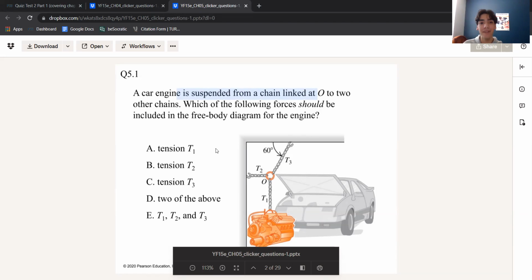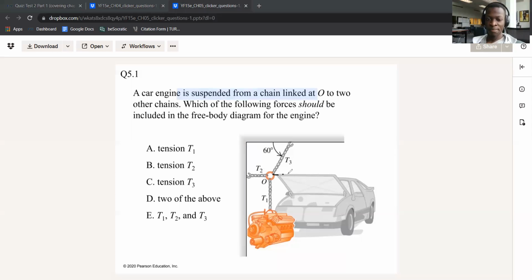I would immediately say T1, because the ring would have all 3. It'd be like T2, T3. I'm sorry, it'd be like cosine of 60 T3, because I can actually annotate this.